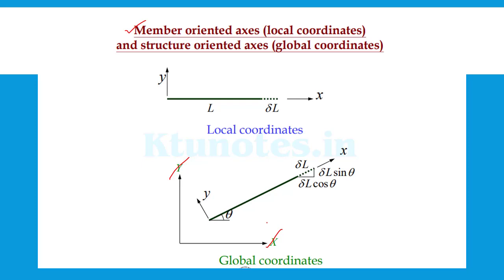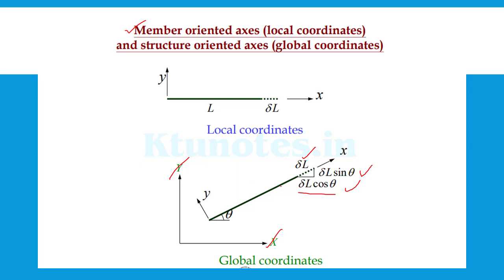That means the small xy will be the element coordinate and capital XY will be the global coordinate. So for a delta L movement, the corresponding movement in the horizontal direction, that is in the global X, will be delta L cos theta, and the corresponding movement in the global coordinate Y will be delta L sin theta. So this delta L is in the local coordinate, and this delta L sin theta and delta L cos theta will be in the global coordinate.